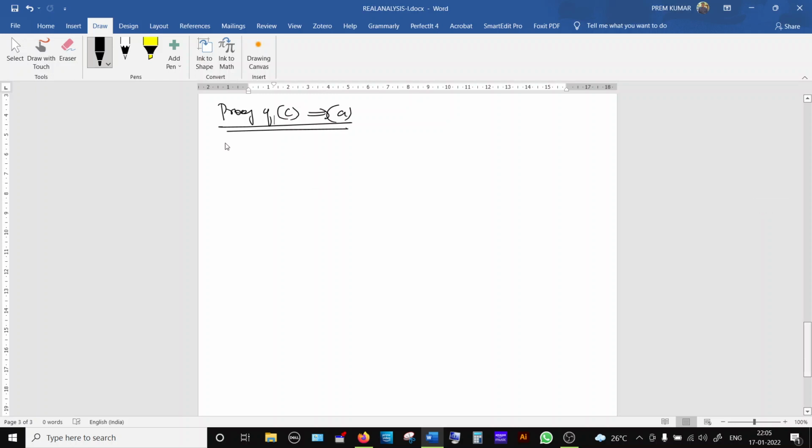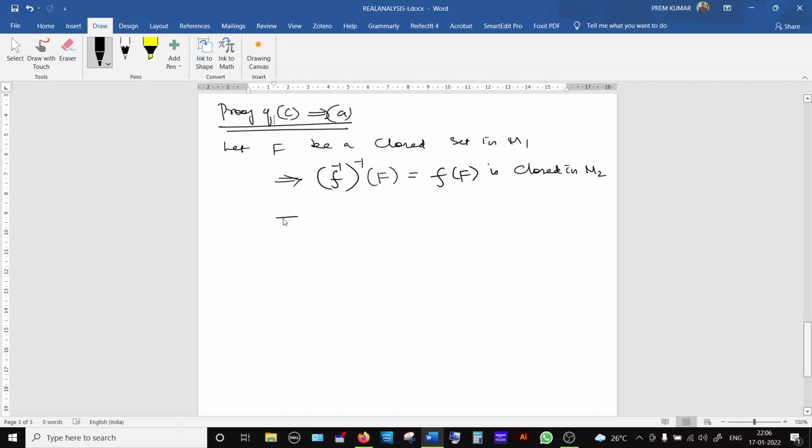Now let us assume that F be a closed set in M1, which implies that F inverse of F, this is nothing but f of F, is closed in M2, which implies that f inverse is continuous on M2.